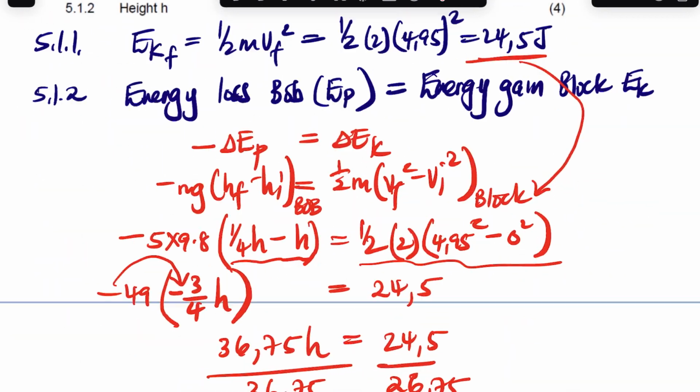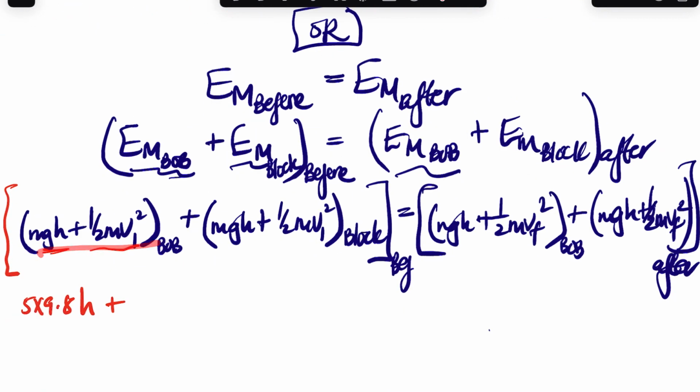We're here, in the bulb. It was held at rest, so its velocity is what? It is 0, which means the kinetic energy is going to be 0. So let's close it. Plus, this is the bulb.